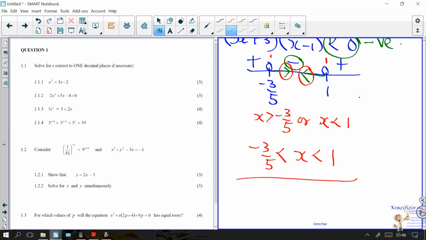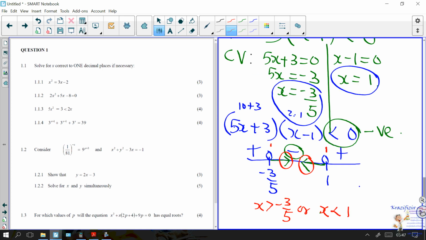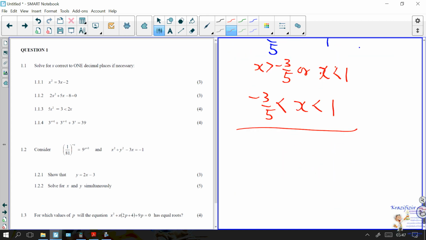All right. Question 1.1.4. Remember, guys, just a quick one here. I am leaving this as less than. If this was less than or equal to, then I would also have to put less than or equal to. But it is not, it's just x less than 1.